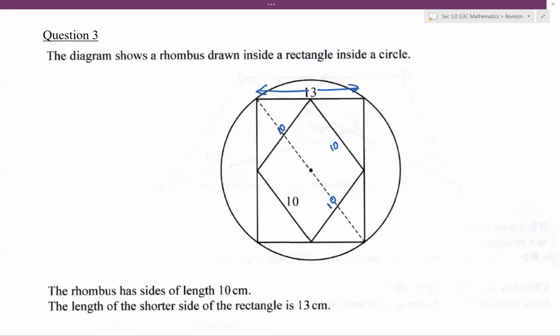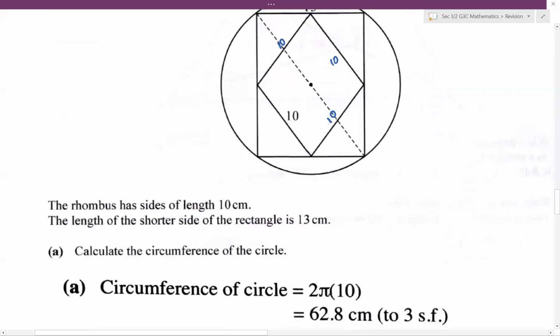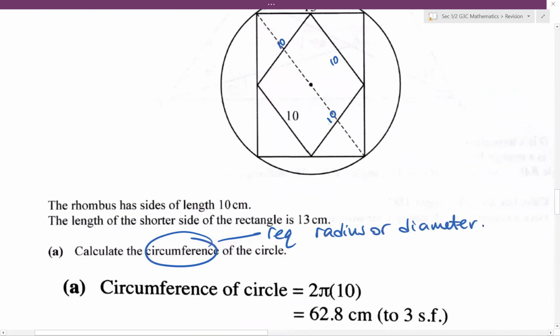Straight away, you should be thinking about some numbers that you require already. For example, what is the length of the longer side of the rectangle? That's probably something they would ask. For example, what is the radius of the circle? That is probably something they can ask as well. Calculate the circumference of the circle. To find circumference, we require radius or diameter, because the circumference formula is given by 2 pi r or pi d.